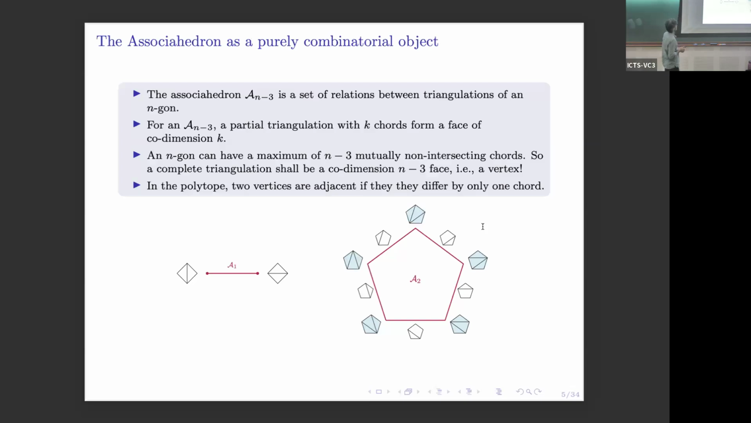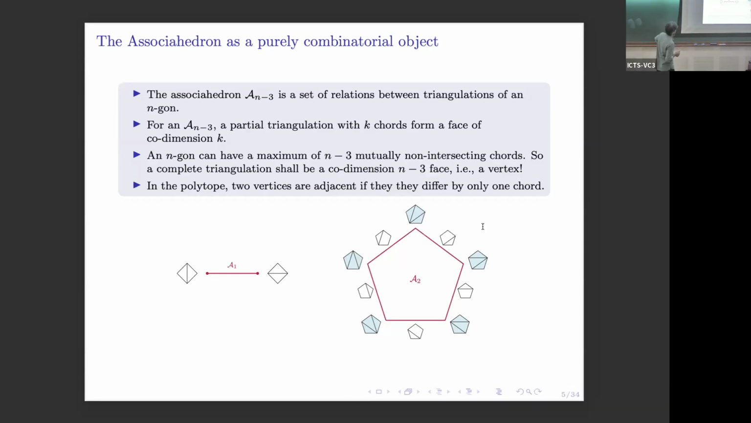What is the maximum number of chords that an n-gon can have? That is n minus 3. Mutually non-intersecting chords, yeah. So if you draw all of them, then what you get is a codimension n minus 3 face, okay? And the associahedron is an n minus 3 dimensional object. So codimension n minus 3 in an n minus 3 dimensional shape is a dimension 0 face, that is a vertex, okay? So a complete triangulation of an n-gon gives you a vertex.